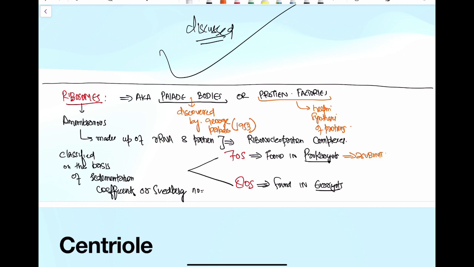They also have two subunits, and everyone knows these two subunits. One is the 50S larger subunit, and second is the 30S smaller subunit. And here we have 60S larger subunit and 40S smaller subunit, and they help in protein synthesis. Everyone knows about that. Now let's discuss the centriole.